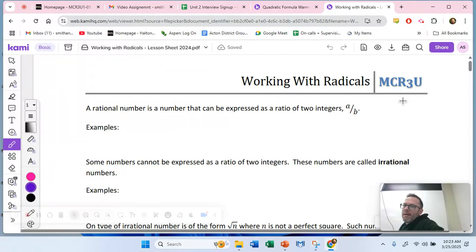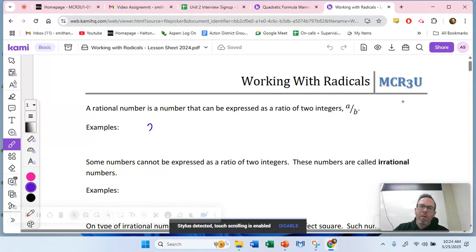Lucky you guys. You learned about different kinds of number sets, like the integers and the rational numbers. A rational number is a number that can be expressed as a ratio of two integers. Last unit, you worked with rational expressions, one expression divided by another. Here are some examples of rational numbers. 2/3 is a rational number.